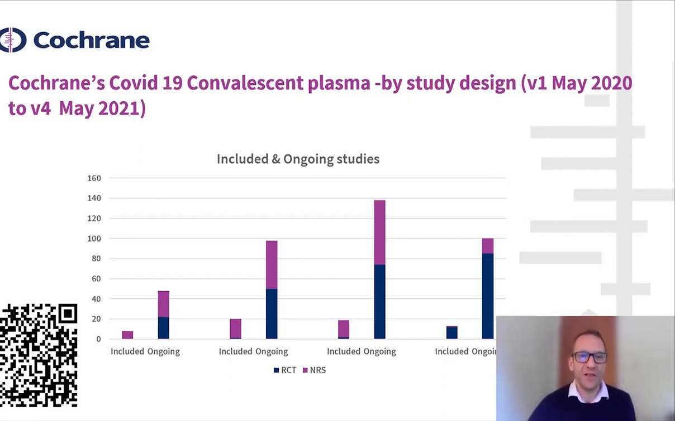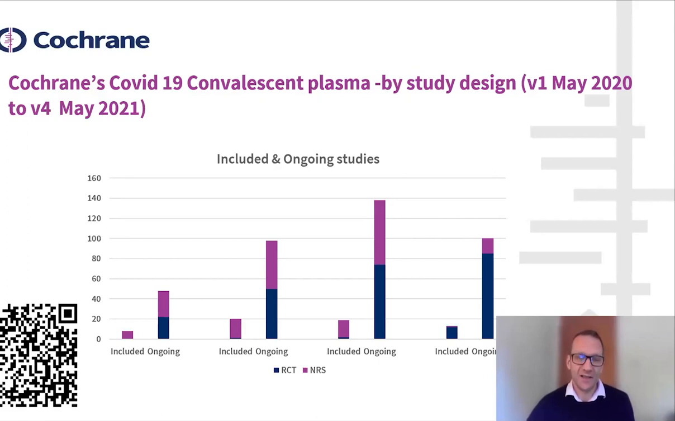Now on this screen you can see a graph that shows the number of included and ongoing studies by design, so by RCT and by non-randomized studies. This covers the four published versions of the review over this 12-month period. You might be interested to note that there were always more ongoing studies than there were completed ones. And it wasn't until very late on that we obviously saw more definitive results come through from randomized controlled trials.